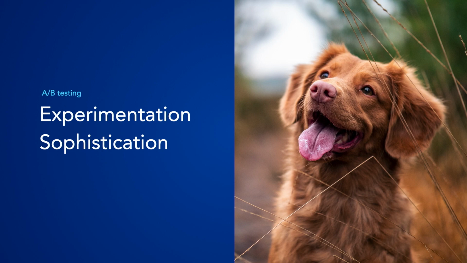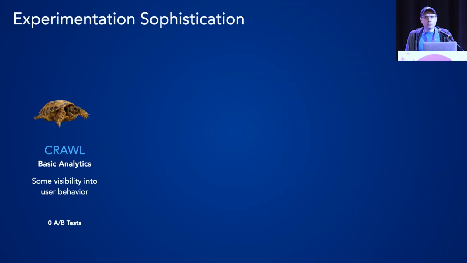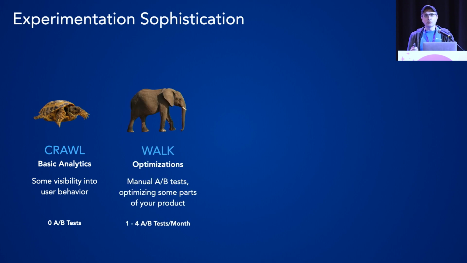And a lot of companies know this. There's a lot of companies that have figured out a high degree of sophistication with their experimentation programs. So on the crawl, walk, run, fly model, usually companies start with just adding some basic analytics. So let's do event tracking. You then start getting into the walking mode where you're running some manual A/B tests. Maybe you're optimizing one part of your product. You're running kind of 5 tests a month.